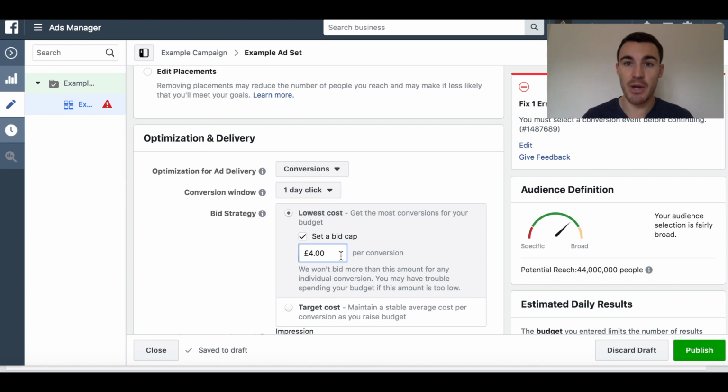If you want to test it, by all means, create a couple of duplicate campaigns and go ahead and do that. You might find that it works well for you. If it does, I'd love to know. So please leave a comment beneath this video. Let us know what sort of campaign you were running, the industry you're in, and the results that you got from target cost. That would be absolutely fantastic.